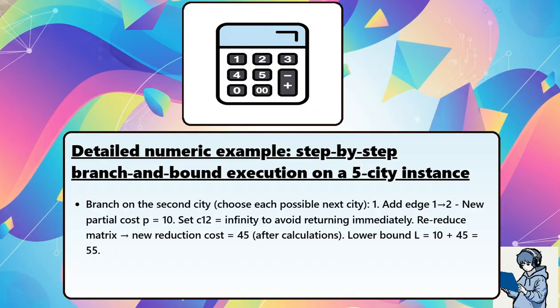Branch on the second city, choose each possible next city. First, add edge 1 to 2, new partial cost P equals 10. Set the cost from 1 to 2 to infinity to avoid returning immediately. Reduce the matrix, new reduction cost equals 45 after calculations. Lower bound L equals 10 plus 45 equals 55.